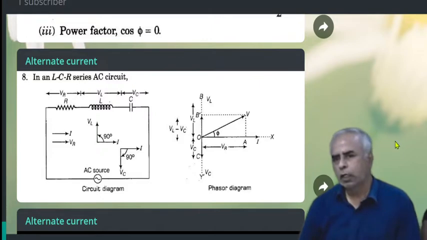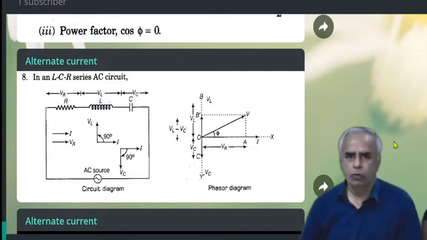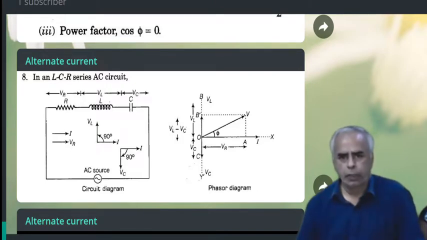That is along I. Got it? Along I. So here we have the angle between V and this x-axis, that is I, that is phi. So this is called the phasor diagram, and this is the voltage. So this voltage is a combination of VL, VR, VC, is it not? So now let us proceed further.